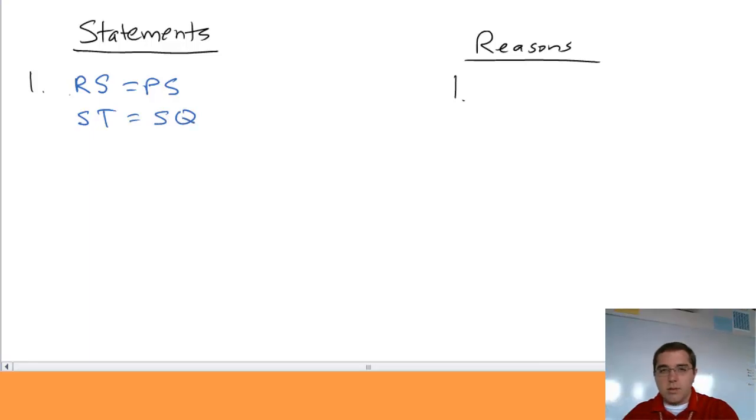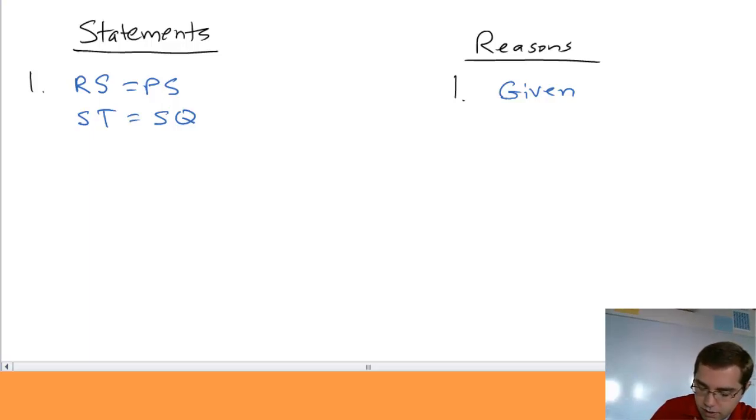So that's our statement number one. It's actually two statements that are together. We can do that if we're using the same reason for them. And our reason will always be first given. We know those things because they're given. The reason is always an explanation for why we know the statement is true. We know RS equals PS and ST equals SQ because we were given those in our problem.